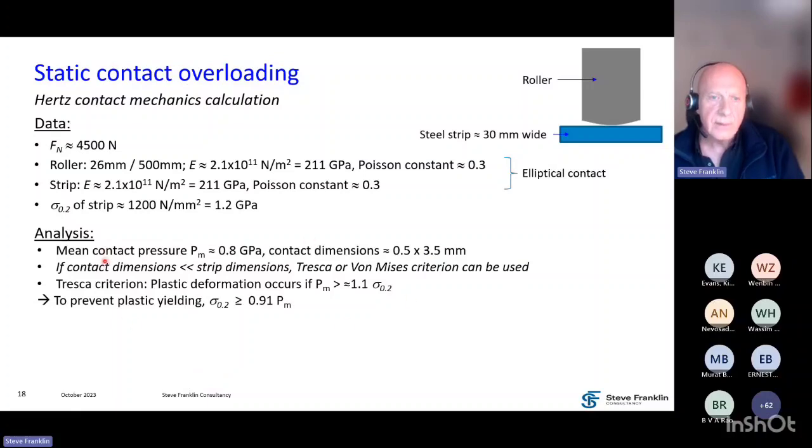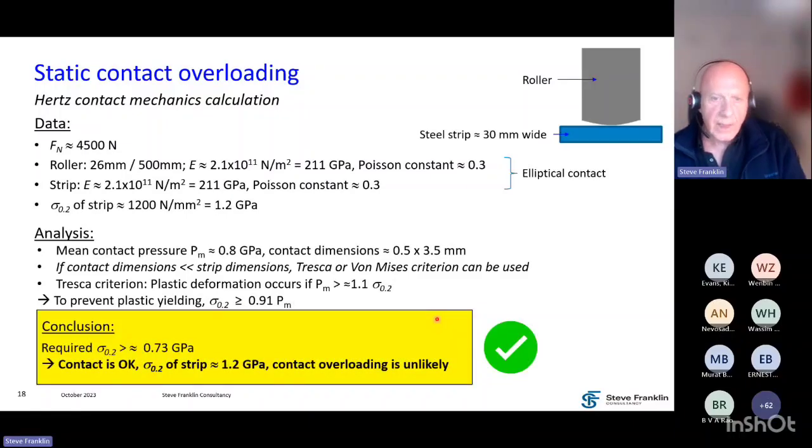And in that case, if the contact dimensions are much less than the dimensions of the strip itself, which is much larger, 30 millimeters, then we can apply the Tresca criterion, as it's called, and that tells us that plastic deformation occurs if the maximum contact pressure is greater than about 1.1 times the proof stress. And we know the proof stress, so to prevent plastic yielding, we need to have a proof stress of greater or equal to 1.1 times the mean contact pressure.